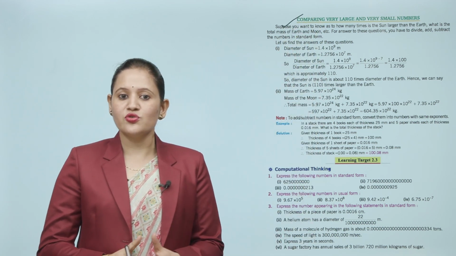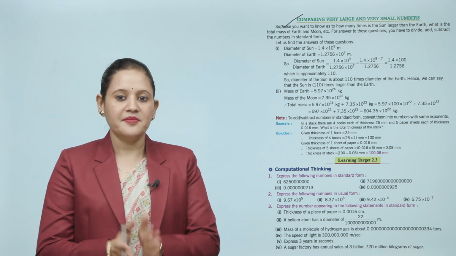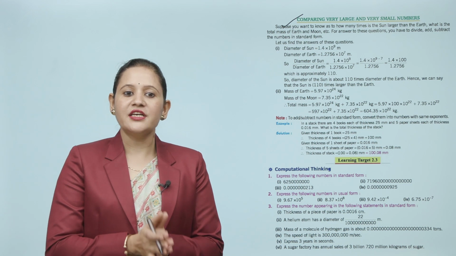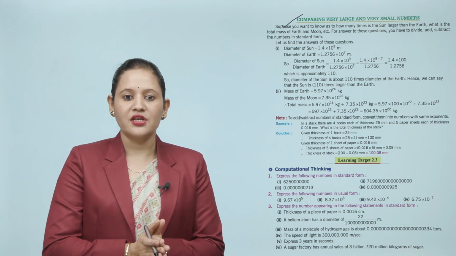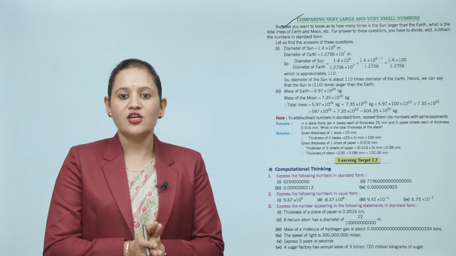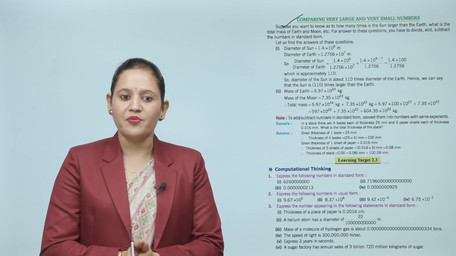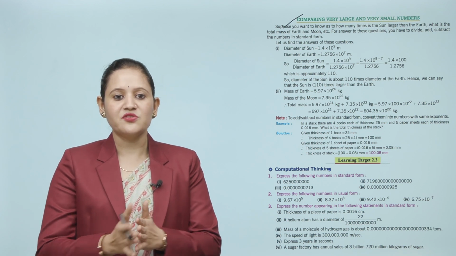Suppose you want to know as to how many times the sun is larger than the earth. Meaning, you want to compare what is the total mass of earth and moon, etc. To answer these questions you have to divide and subtract numbers in standard form. Let us find the answer of these questions.